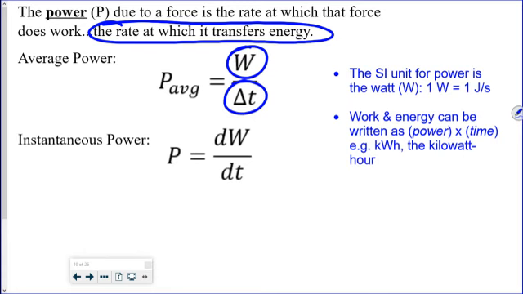Now, if the rate at which the energy is being transferred is changing, then we need to talk about instantaneous power, right? And that's going to require calculus. So it's the derivative of the work with respect to time, all right?